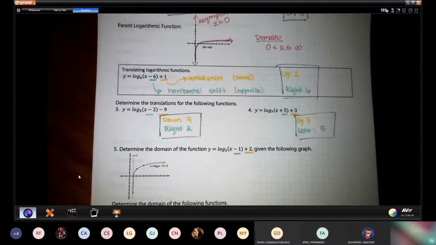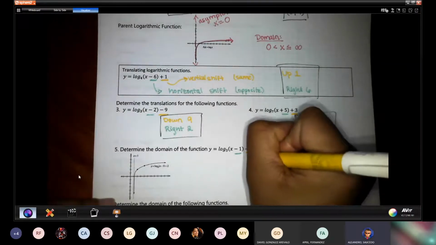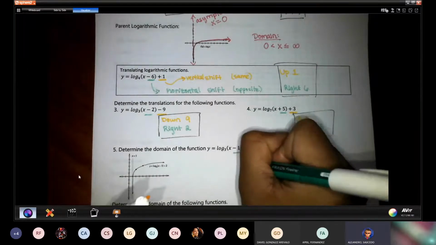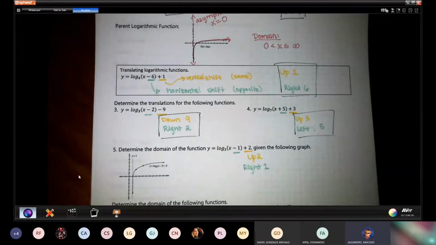Okay. What are the transformations here? Oh, got it. Right one, up two. All right, so this is gonna be up 2 and right 1. Exactly. Okay, so we're pretty good about that. All right, now we're going to look at domain.